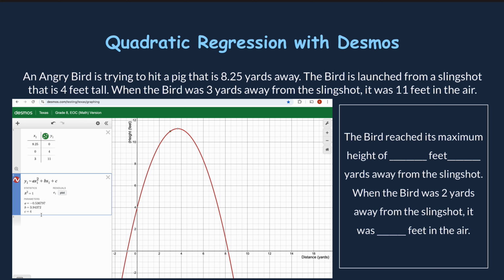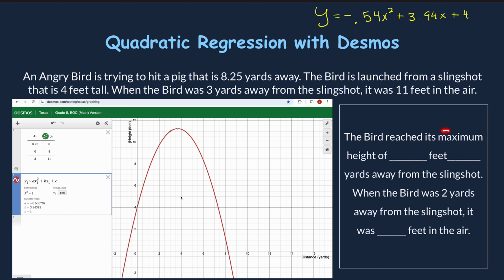So now I can come up with the equation. If we round to 2 decimal places, it's y equals negative 0.54x squared, that's my a, plus 3.94x, that's my b, plus c, which is just 4. And now I can use this graph to find all of the key features.